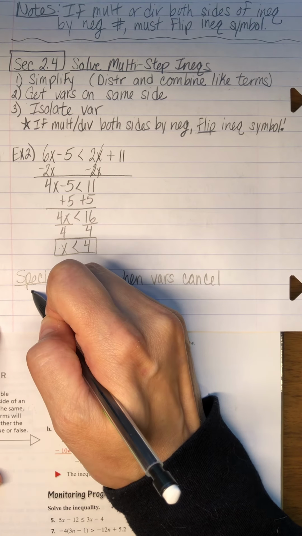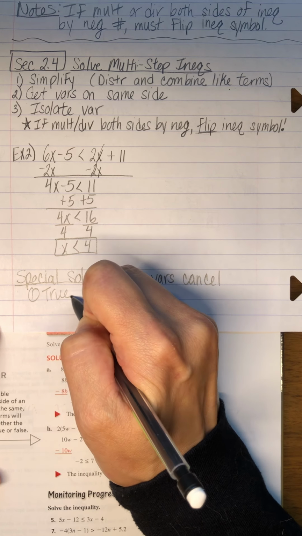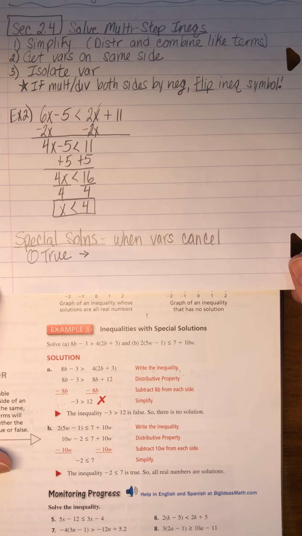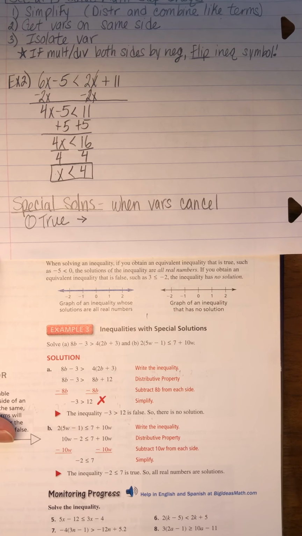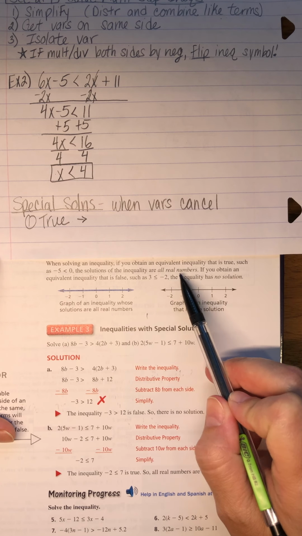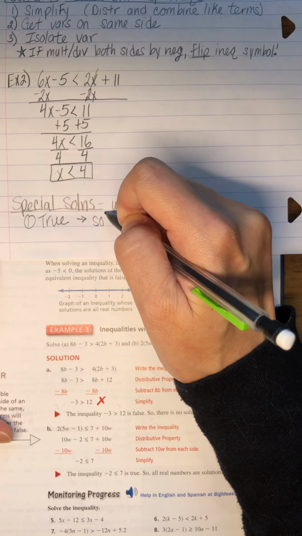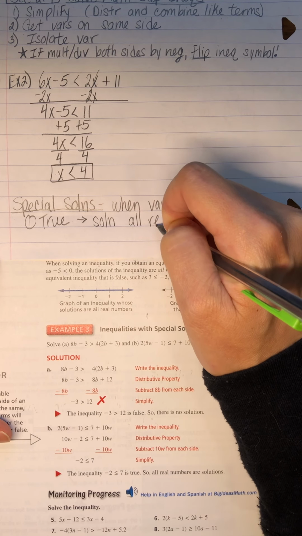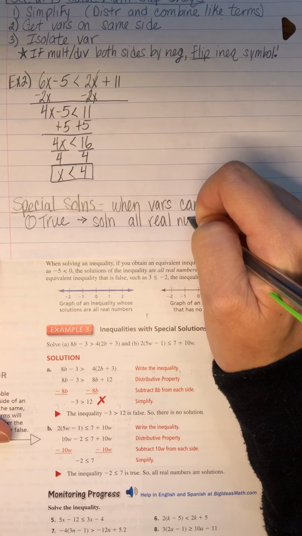If we have a true result, for example, like 2 is greater than 0. Well, yeah, 2 is greater than 0. The special solution that we're going to use in this case is all real numbers. The solution is all real numbers.